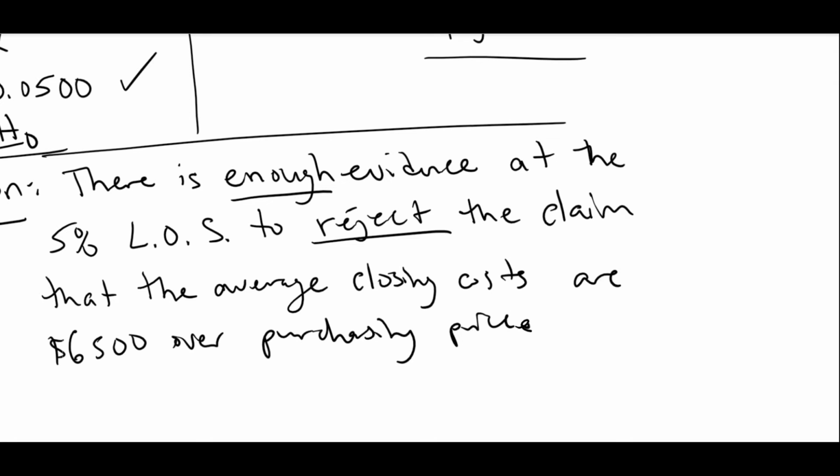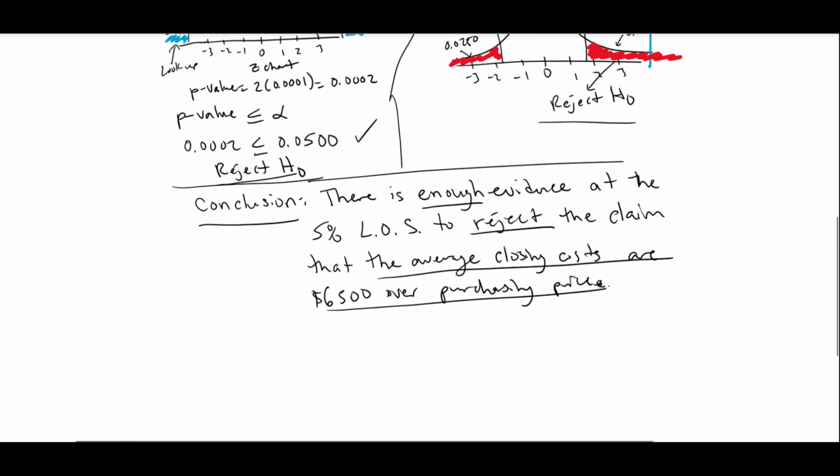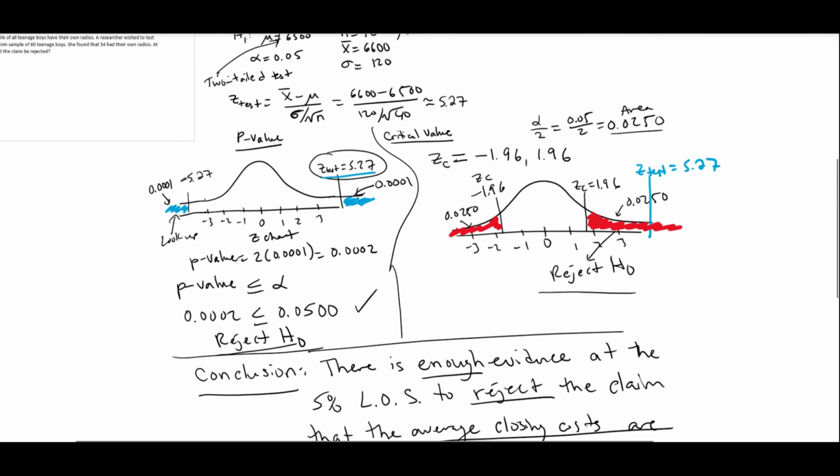All right, and then so that's your claim. Okay, so those are the three things that you're going to do. From here on out, I'm only going to tell you what the key phrases are. I'm only going to tell you whether you're going to use enough or not enough, or reject or support. I'm not going to write out the entire conclusion. Okay, but you should be doing that when you show your work, writing out the entire conclusion. All right.